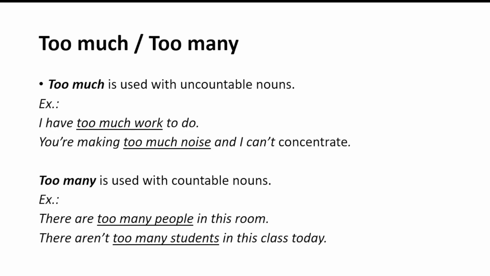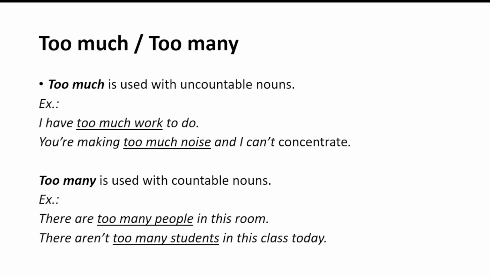So the difference between too much and too many. Too much is used with uncountable nouns. For example, I have too much work to do. You're making too much noise and I can't concentrate. In these two examples, the idea of work or noise is uncountable. That's why we say too much.